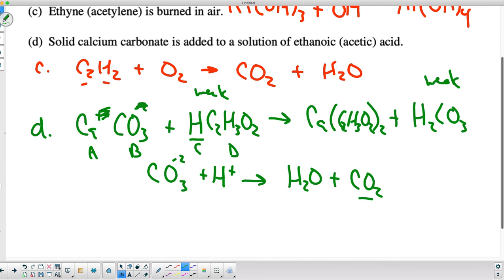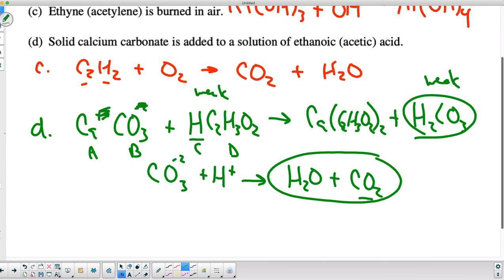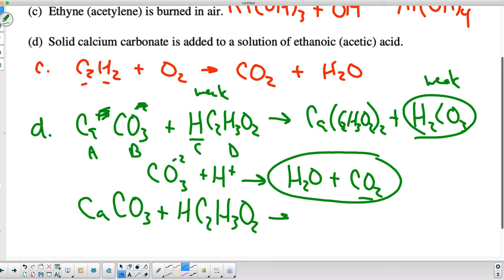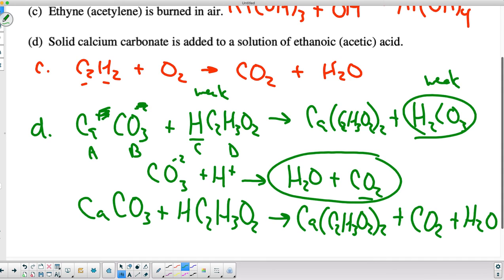So if I combine these two and I get rid of this and do this, then what I have for letter D is, and this has got to all stay because there are no spectator ions, let me just write this out. There are no spectator ions, so that would be Ca(C2H3O2)2, with a 2 there, plus CO2 plus H2O, and that's it. All right, that's the first 4.